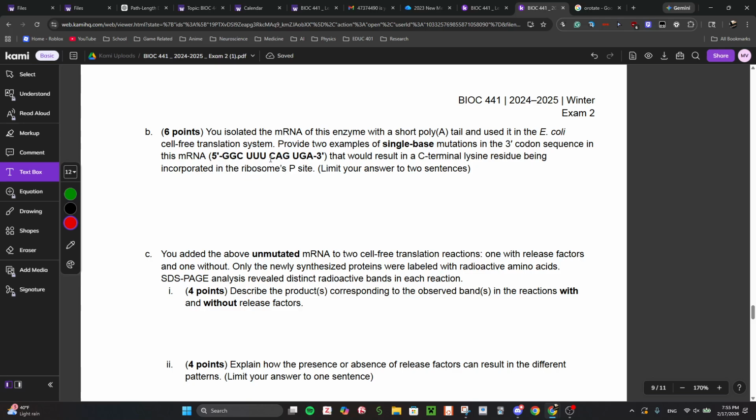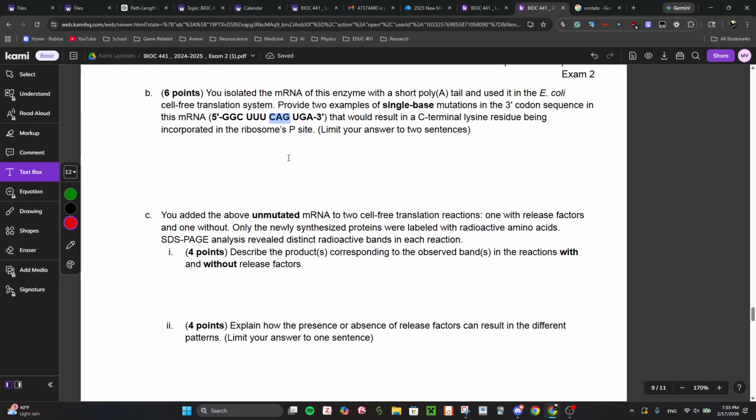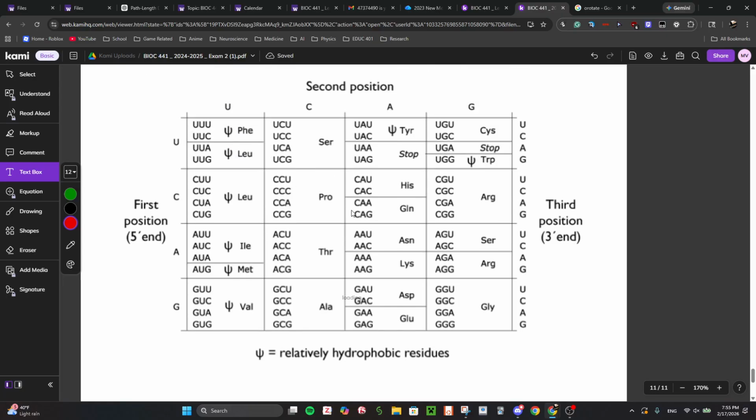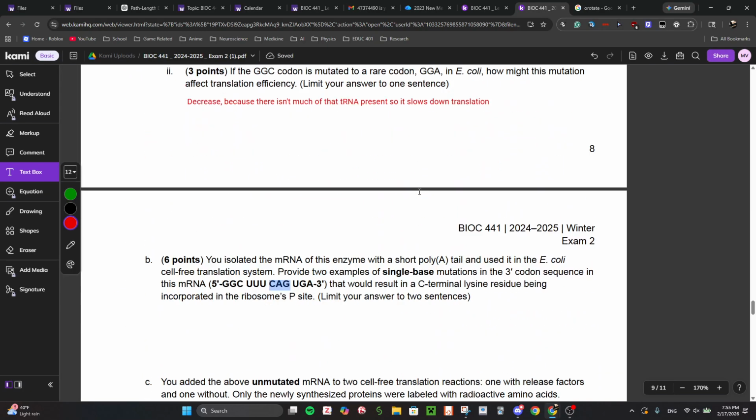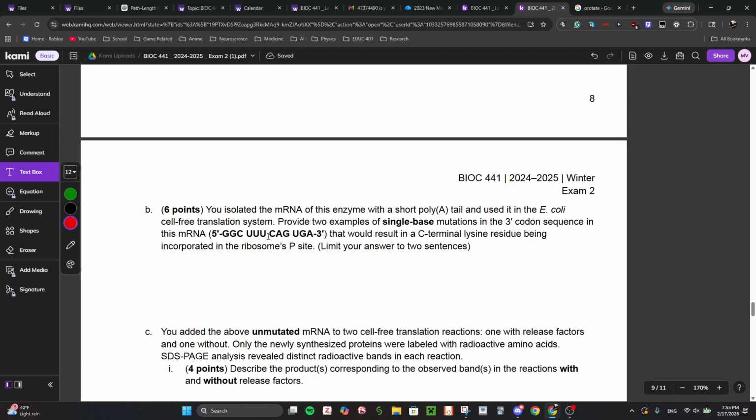The first thing we can do is CAG. We can mutate that to AAG. AAA is lysine and AAG is lysine, so those are the two codons we have. If we change the C to an A, CAG to AAG, that's a point mutation, a missense mutation. So that's one option that works.